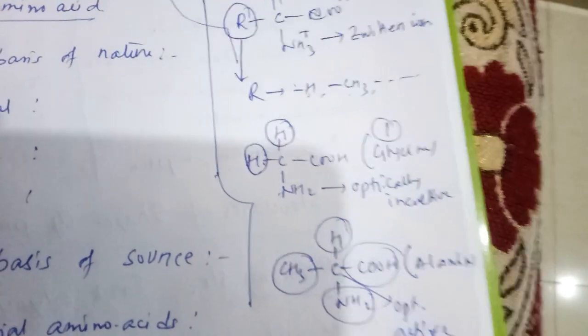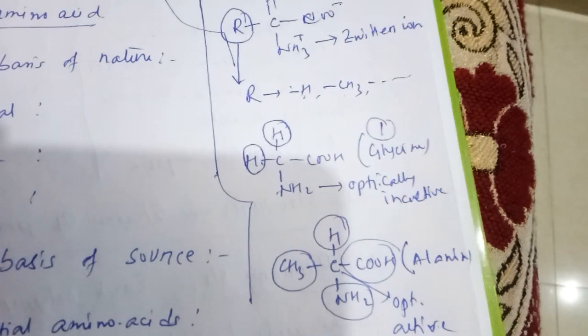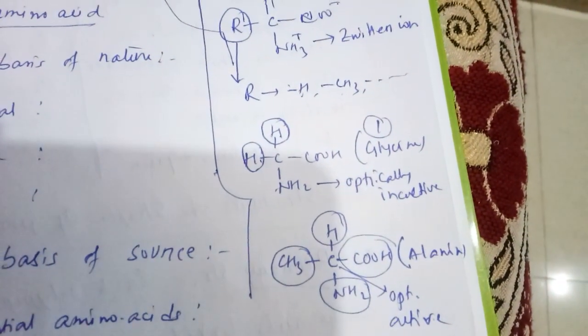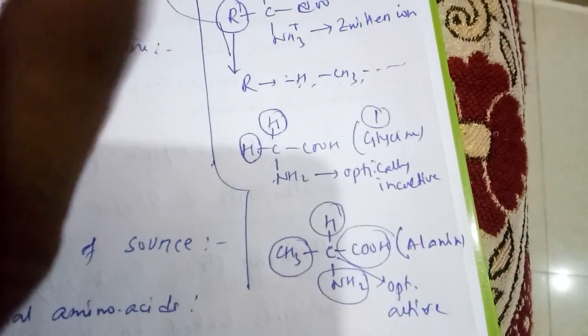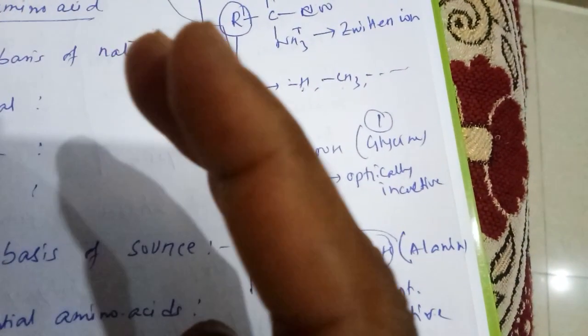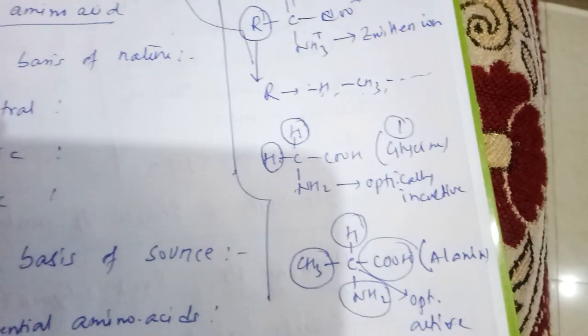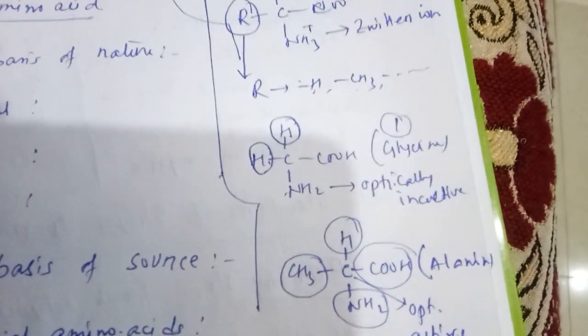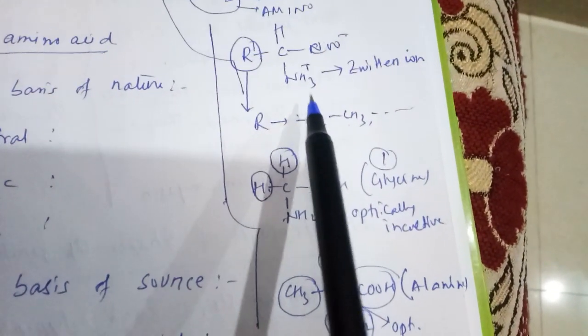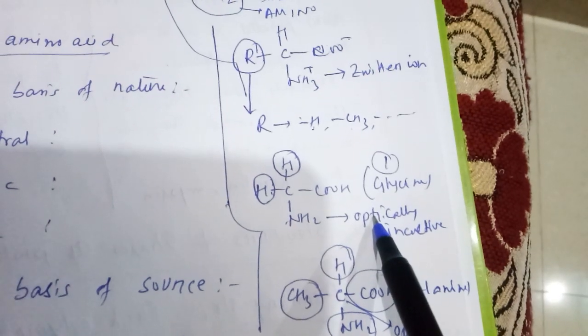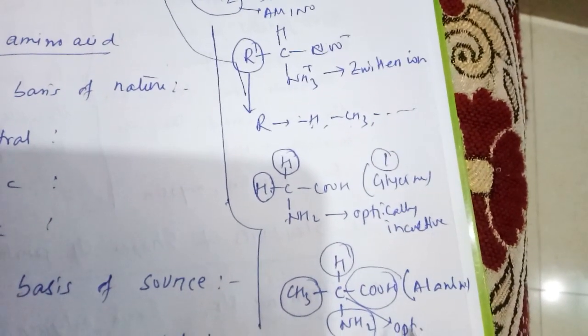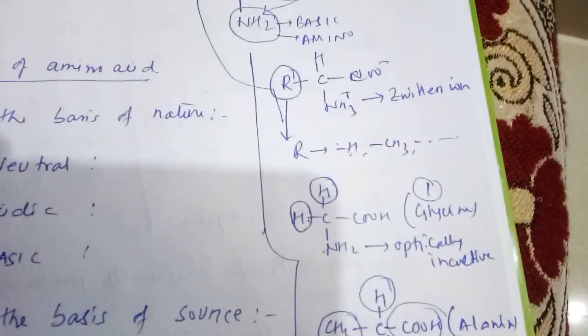Optically active means it rotates the plane polarized light either towards right or towards left. So this is what is called optically active. Only glycine is the amino acid that is optically inactive. The rest of the amino acids are optically active.